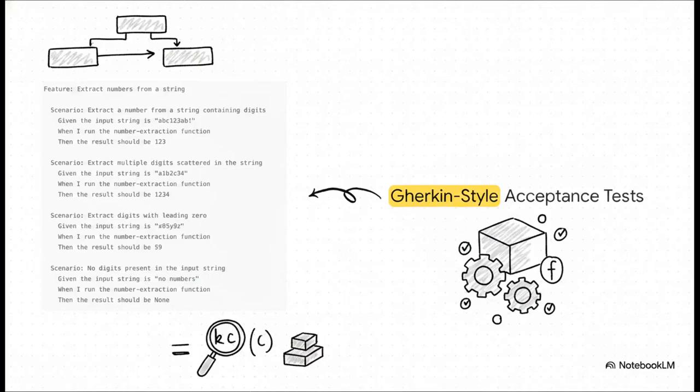For example, we structure our story by using specific keywords. We state, given the input string as ABC123AB! When I run the number extraction function, then the extracted integer result should be exactly 123. It's incredibly clear, right? There's absolutely zero ambiguity about what this function is supposed to do.